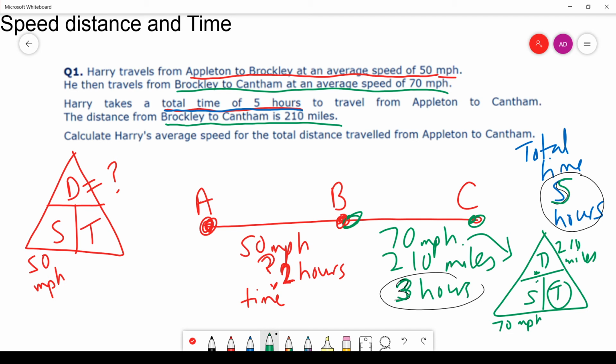Right, so we've got our time now. The time is 2 hours. We can substitute that into this T over here. So remember, to work out distance, it's times across. So you're going to do the 50 times the 2. 50 times 2 is 100. Because we're dealing with miles here, that's going to be 100 miles. So we can put down 100 miles for the journey from A to B.